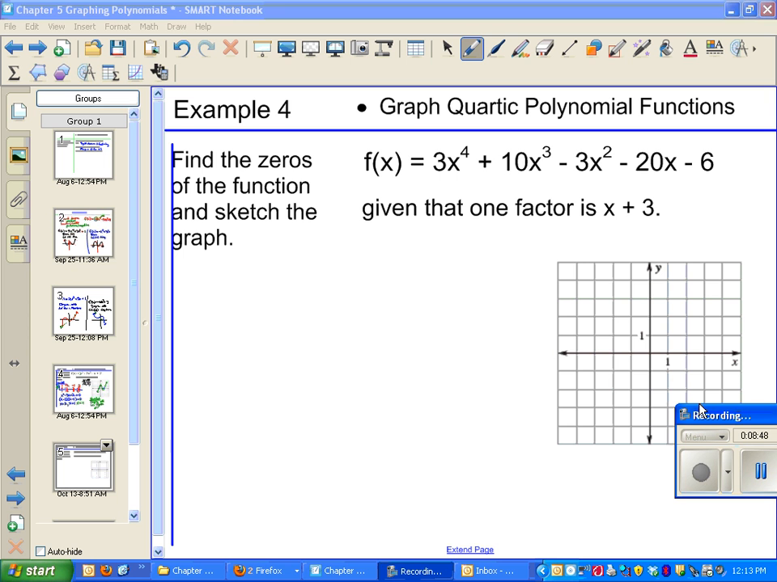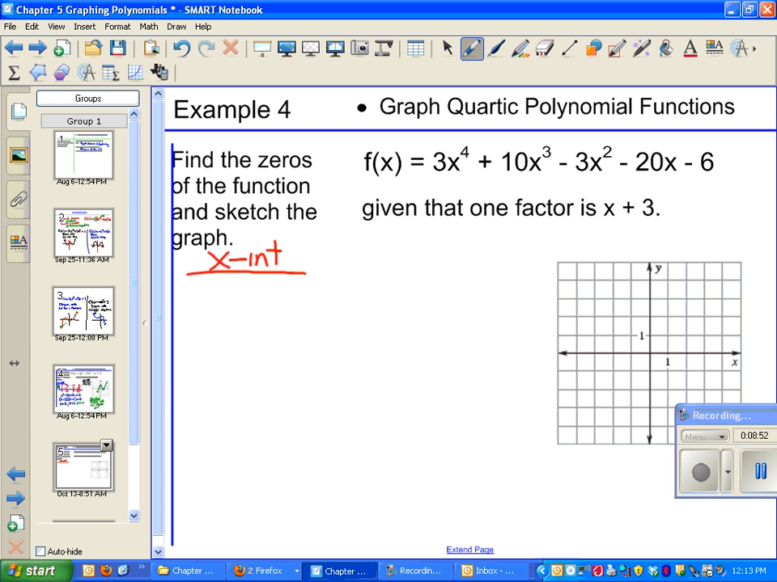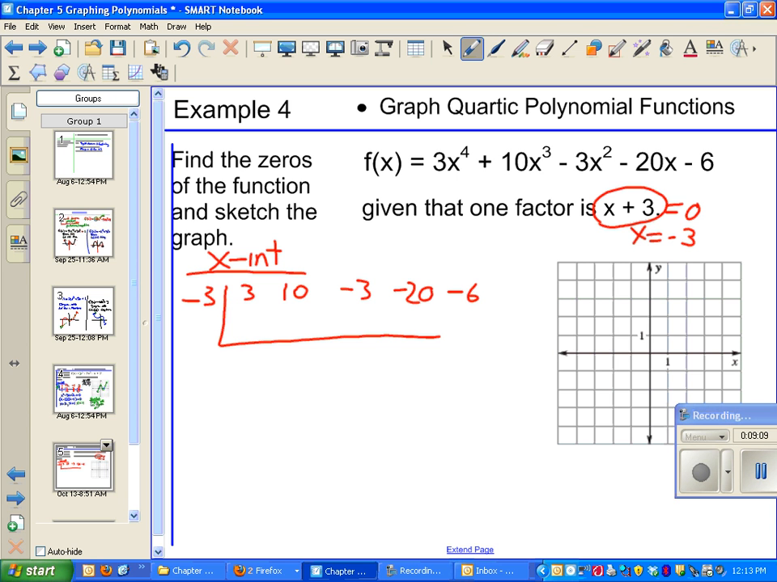All right, so let's see. I want to find x-intercepts. Given that this is a factor, so it's not a 0 yet. So if I were to solve for the 0, I subtract 3 and I get x equals -3. So -3 will go on the outside, and then my coefficients are 3, 10, -3, -20, and -6.